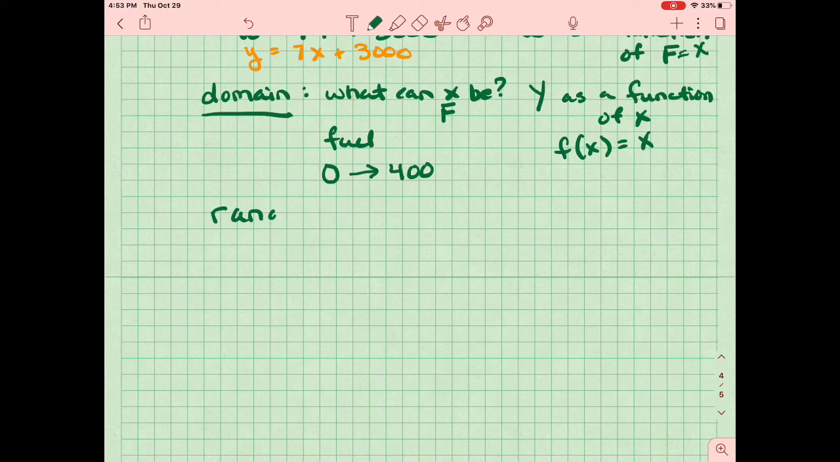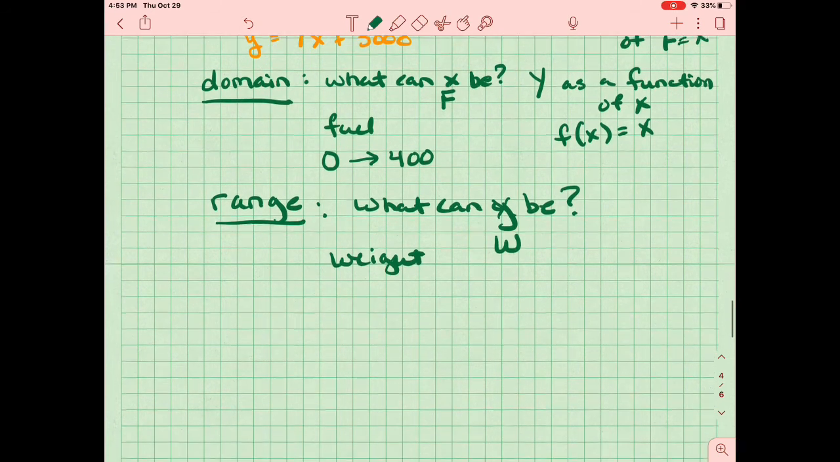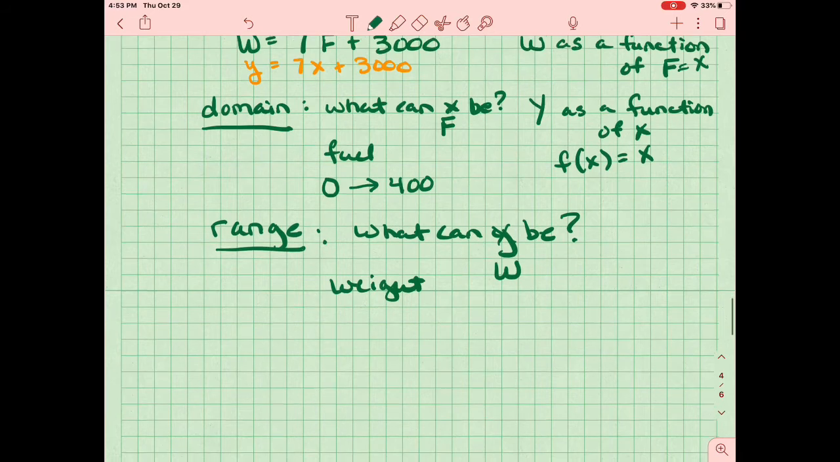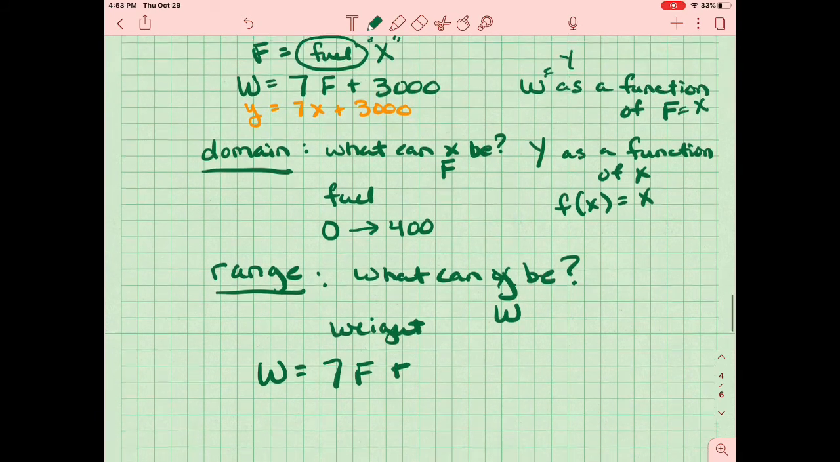Okay, the next word we want to talk about is range. So range is typically our Y. It says what can Y be? And in this case, remember, Y happens to be W. So we're not going to talk about Y, we're going to talk about W. So it is the weight of the airplane. Practically we're going to just say it's the weight of the airplane, not the fuel. And then we have to figure out the numbers to go with that. So let's use some logic here. We've got an equation, W equals 7F plus 3,000.